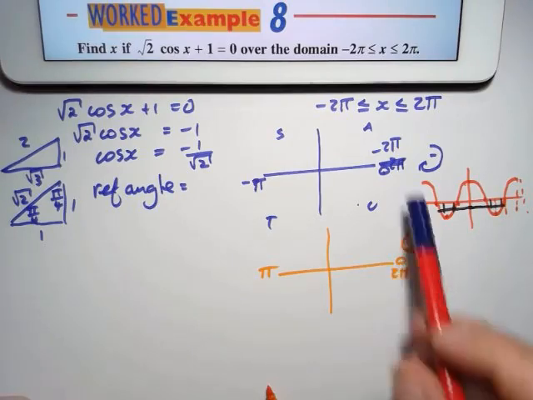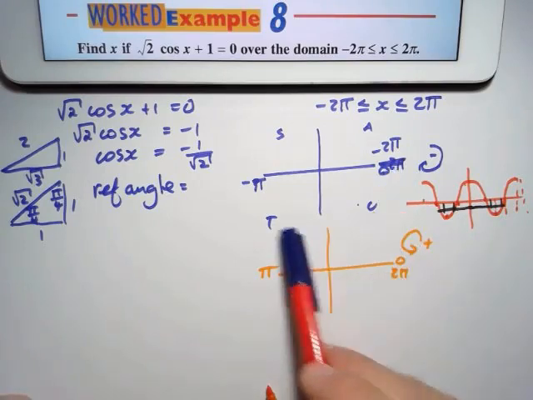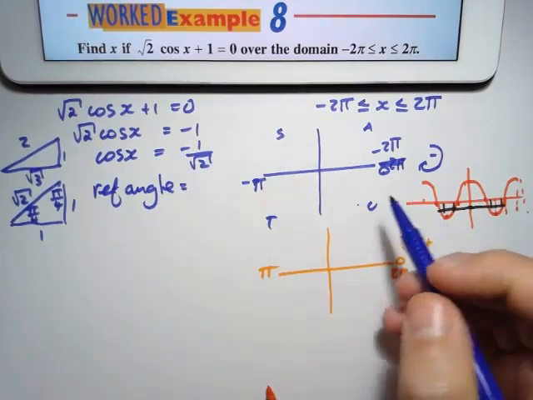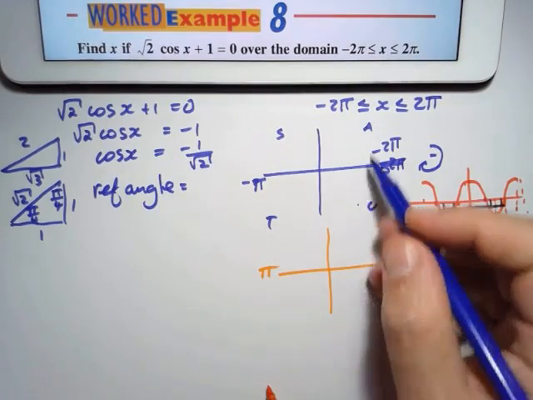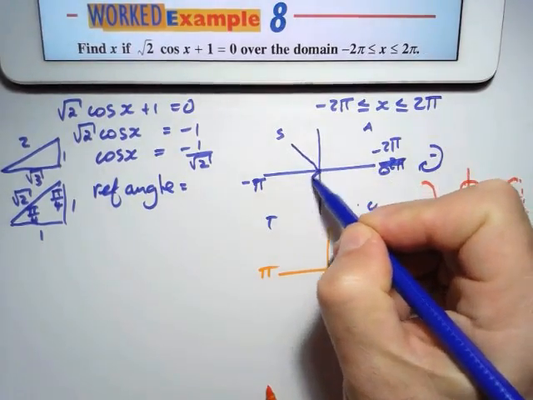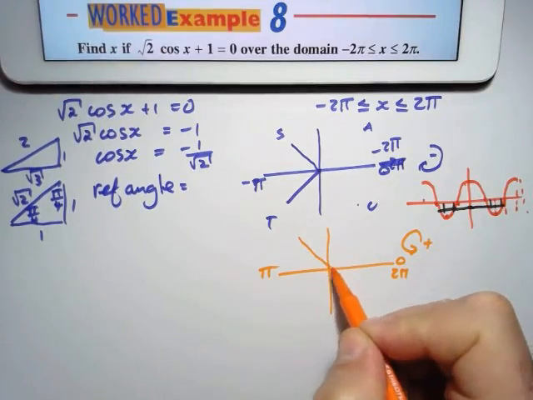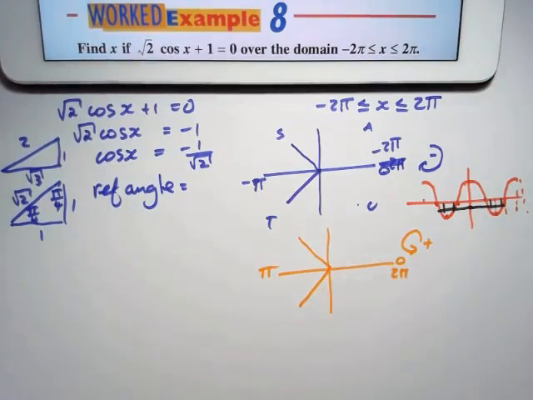The hardest thing is to draw the negative, starting at 0, going minus pi, minus 2 pi. Now I say, where is cos negative? Well, cos is positive there and there, so it's negative there and there, as well as there and there. So there's my 4 answers.